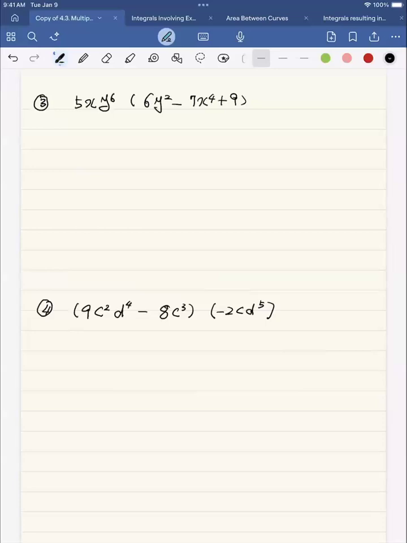The next problem is 5xy to the sixth power times (6y squared minus 7x to the fourth power plus 9). The basic principle will be the same. We multiply what's outside to each term. The difference between the previous pattern and this one is this algebraic expression has two variables.